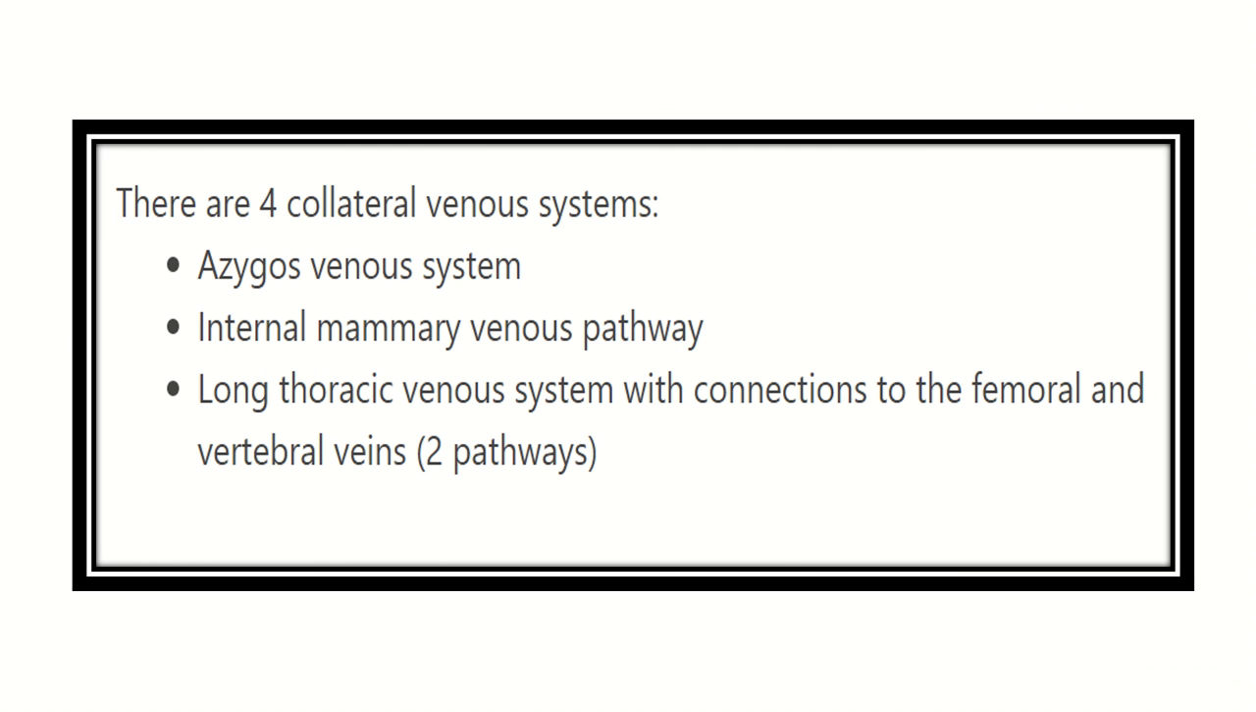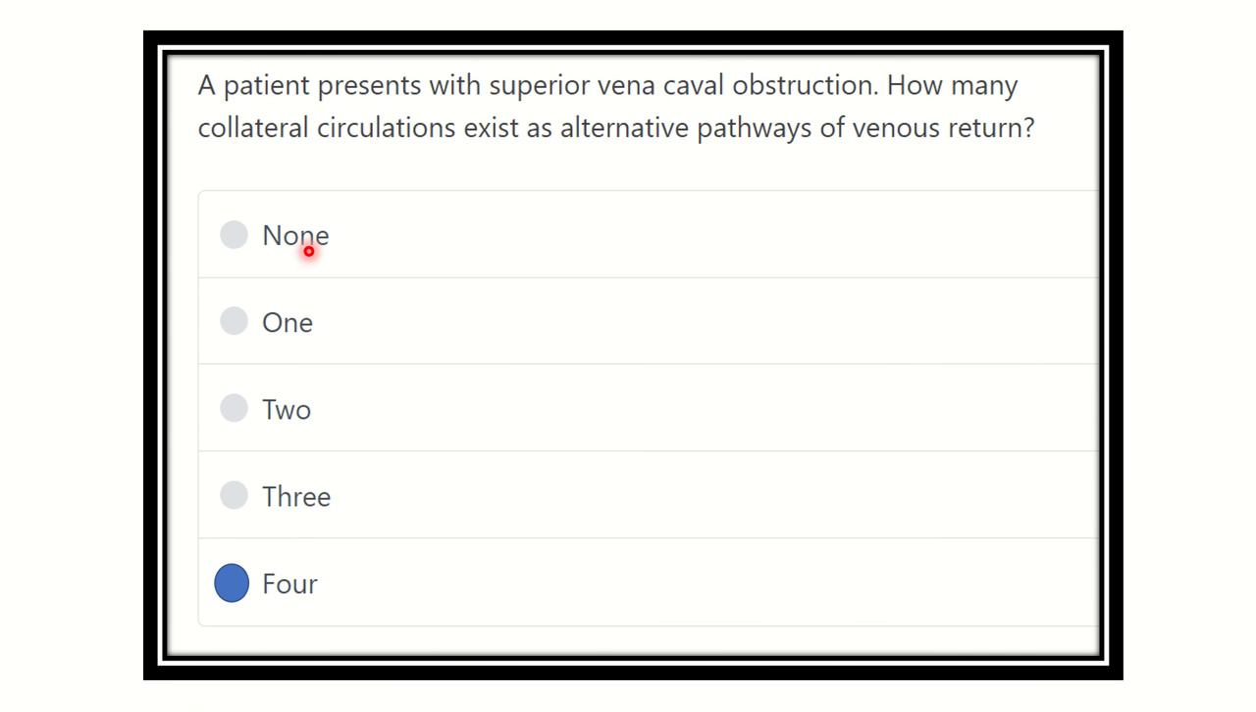So here you can see there are four collateral venous systems. They are, first of all, the azygous venous system, then the internal mammary venous pathway, then the long thoracic vein system with connection to the femoral vein and the vertebral vein. So the third option has two pathways, and above are the azygous venous system and internal mammary venous pathway, two systems. So 2 and 2, 4. In total, 4 collateral venous systems are present in collateral circulation during superior vena cava obstruction.